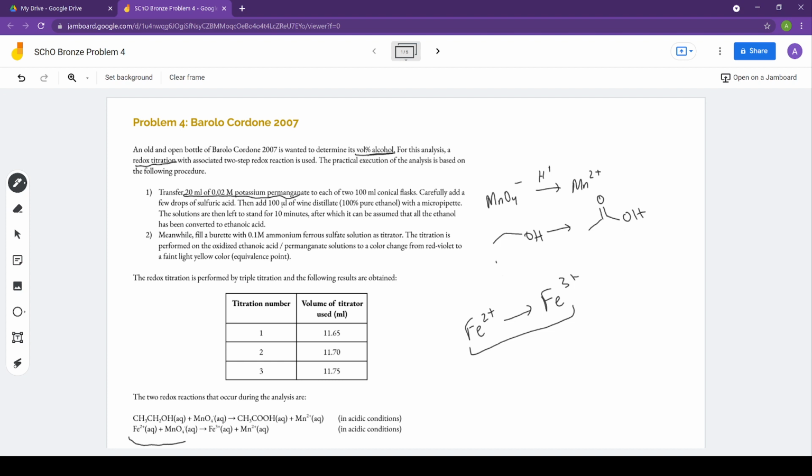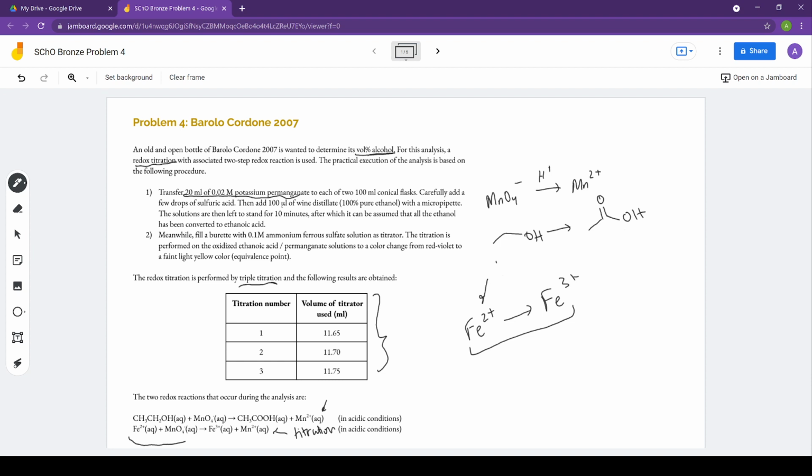Now it says we perform a triple titration and the following results are obtained. So this titration is basically using ferrous sulfate to reduce the permanganate. That's the second equation, our actual titration. The first equation is our first step in the procedure where we just have an excess of permanganate and we're oxidizing all the ethanol, right?